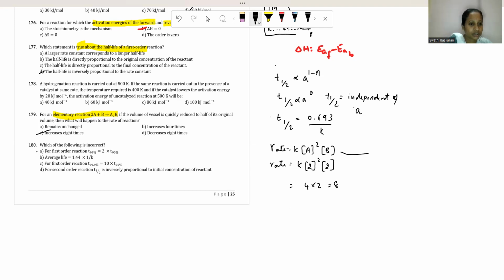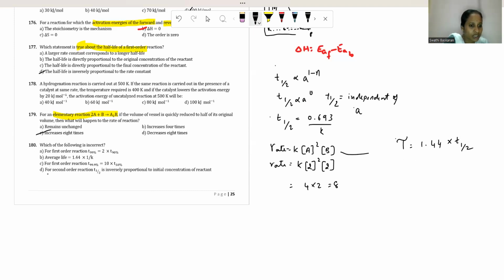Okay, now the last question. Which of the following is incorrect? So what are they giving? For the first order reaction, T99 is equal to 2 into T90. Absolutely correct. Then average life. So what is average life, students? Average life is indicated with the symbol tau. Tau is equal to 1.44 into T half, correct? So this is the equation, but here what they have given is 1.44 into 1 by k. We will express tau value as 1 by k, but in terms of T half only when we use 1.44 into T half. So hence, option B is wrong.